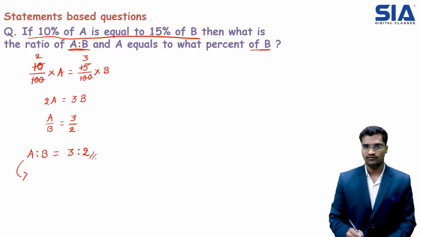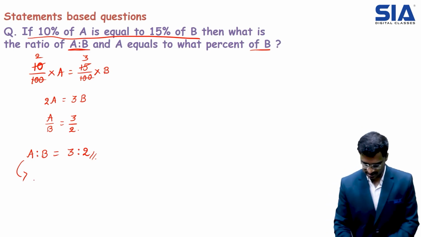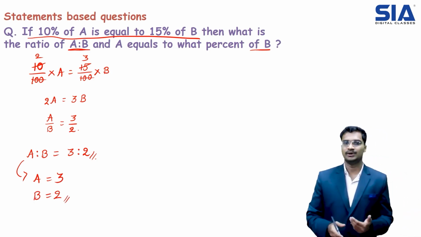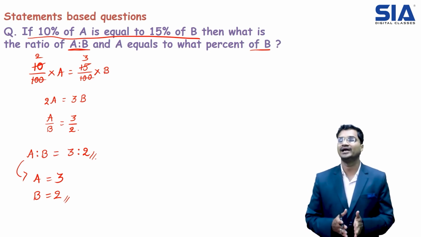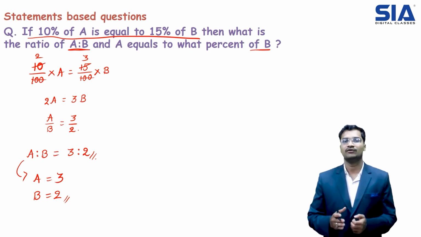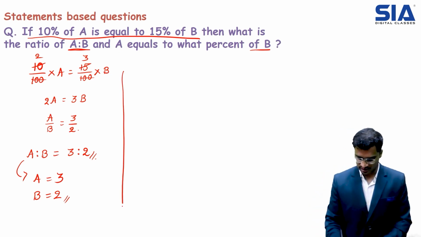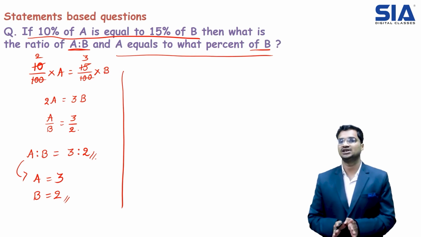From this ratio, I can assume A and B values. Let us assume A is equal to 3, B is 2. I am assuming A and B values as 3 and 2 itself because we have to maintain the ratio. You can assume A and B values as you like, but we have to satisfy this particular ratio. Now let us see what this last statement is asking. A equals what percentage of B?